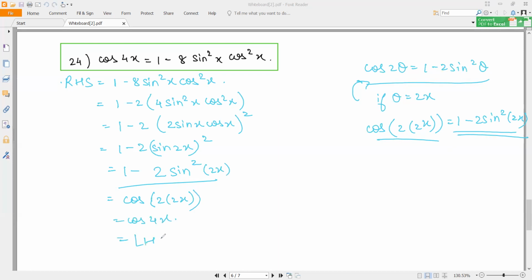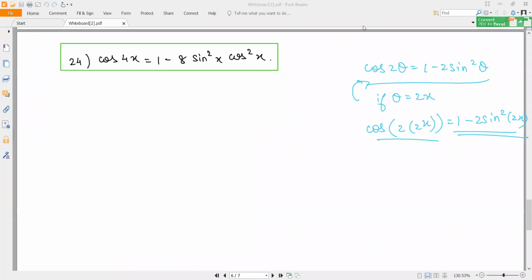This is your LHS. This was when you considered RHS, solved it, or took something common and then solved it, and then ended up with your LHS. Now let's try and consider the LHS first. So your LHS is equals to cos 4x.